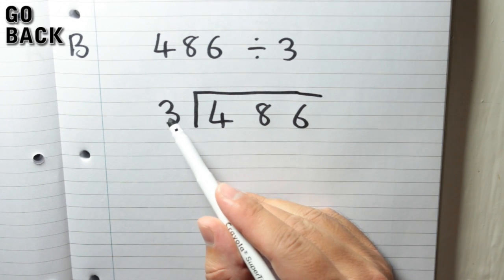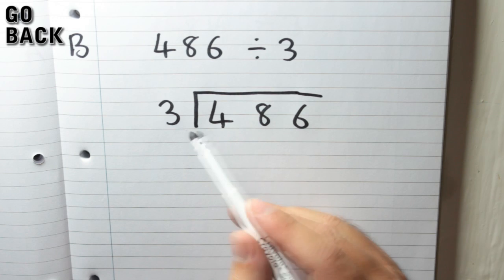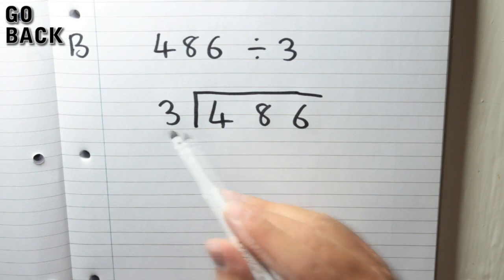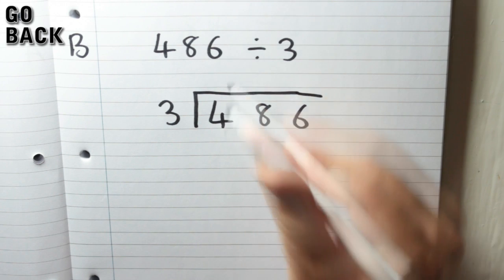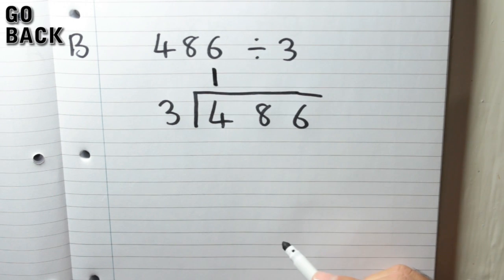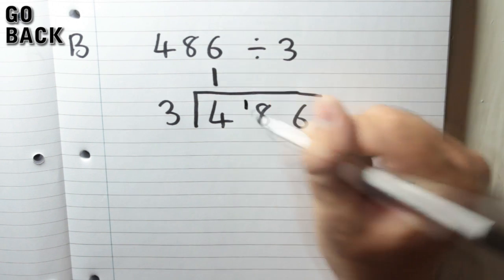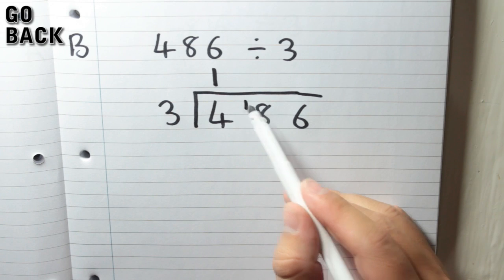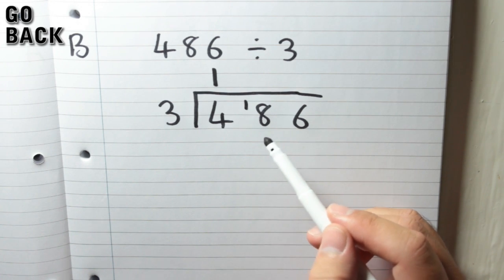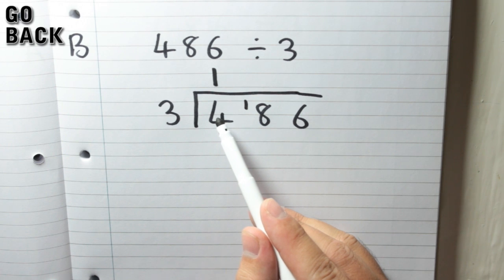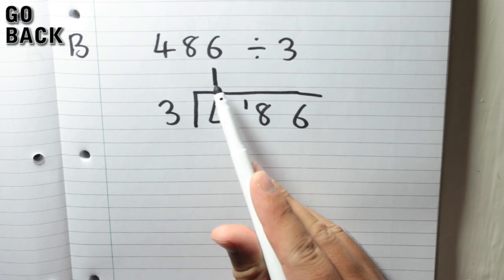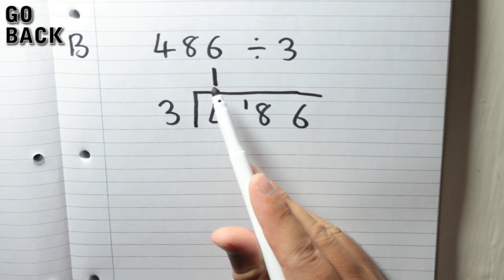So we say, how many 3s will go into 4? Well, 1 times 3 is 3. 2 times 3 is 6, which is too much. So 1 times 3 is 3. So 3 goes into 4 once, and there'll be 1 left over, which we put there, giving us the number 18. So I'll say that again. 3 goes into 4 once, so put the 1 there, and there's 1 remainder, 1 left over, which will go here.